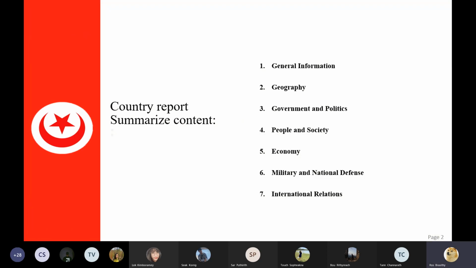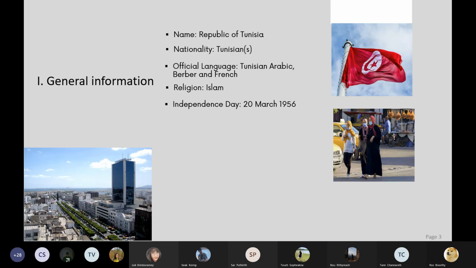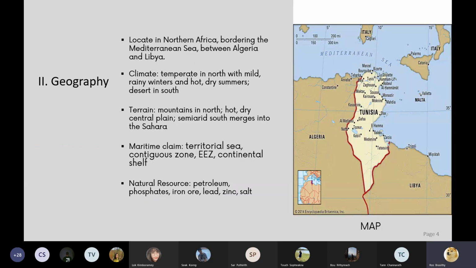We have seven contents in our presentation of the country report. Let's move to the first content. Tunisia's official name is the Republic of Tunisia, and the nationality is Tunisian. Our geography is located in the north of Africa, bordered by Algeria, Libya, and the Mediterranean Sea. We have three official languages: Tunisian Arabic, Berber, and French. Our political system is a constitutional republic, and we gained independence on the 20th of March 1956.